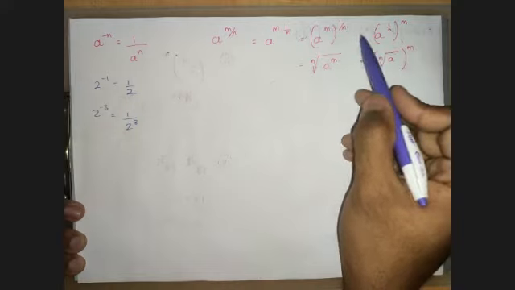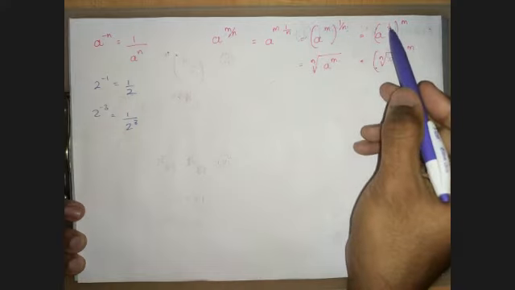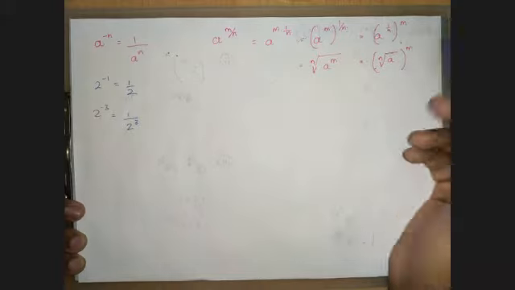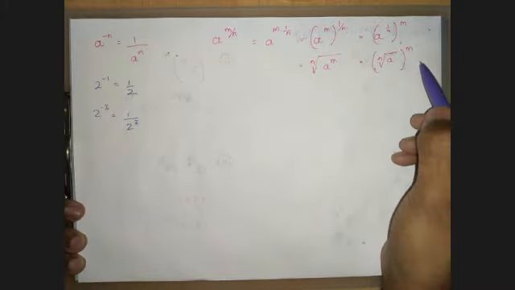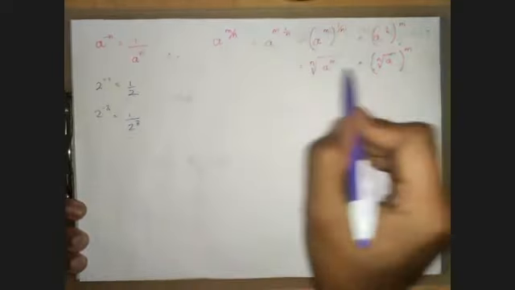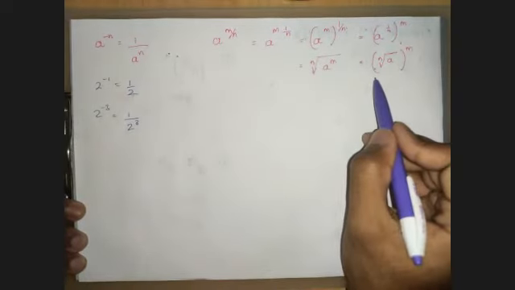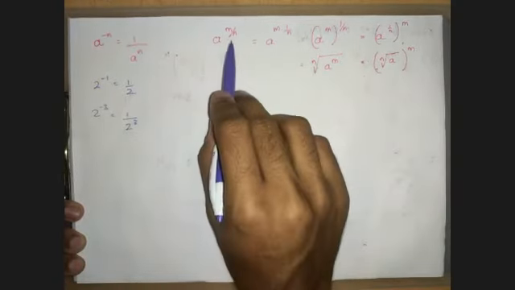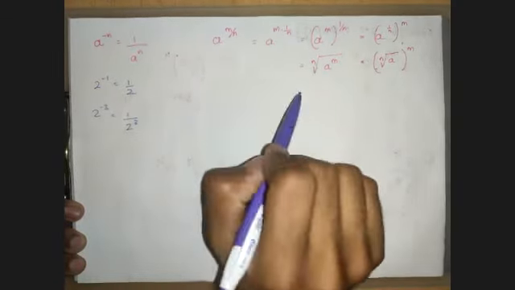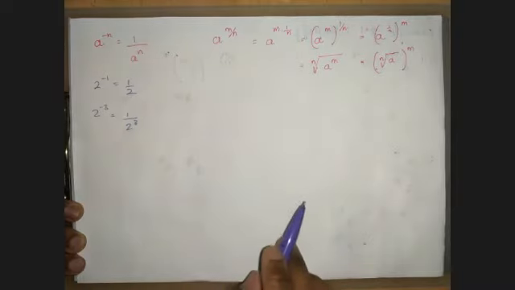Or this can also be regrouped, that is a power 1 by n whole power m. That means I can take the nth root of a and then raise it to the power m. I can write this in any way. This is very important. Please do not forget this. Okay, I can play around with these exponents. So to be familiar with this, let us look at some examples.